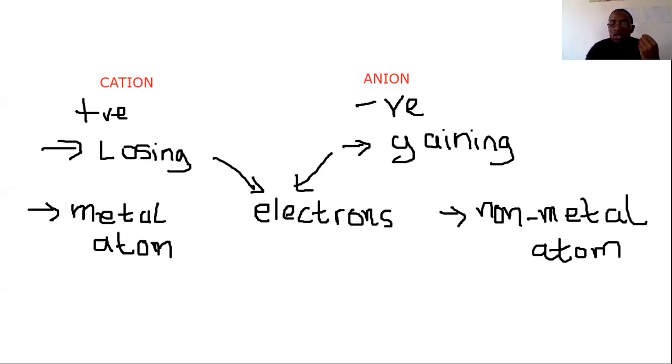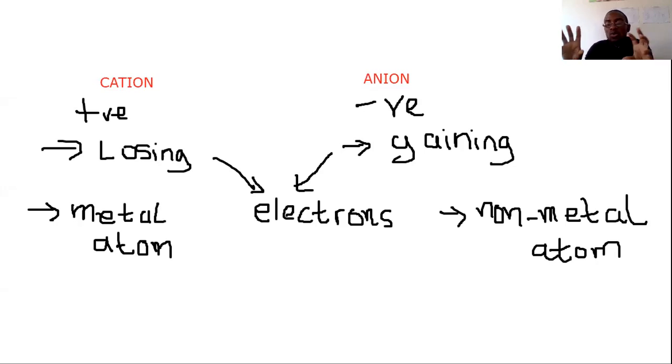So atoms lose or gain electrons in order to achieve stable electronic configuration in accordance with the duplet or the octet rule during the formation of ions. Metals lose electrons while non-metals gain electrons. We're going to explain the meaning of the duplet and the octet rule as we go on in this series. So our interest is anion and cation.